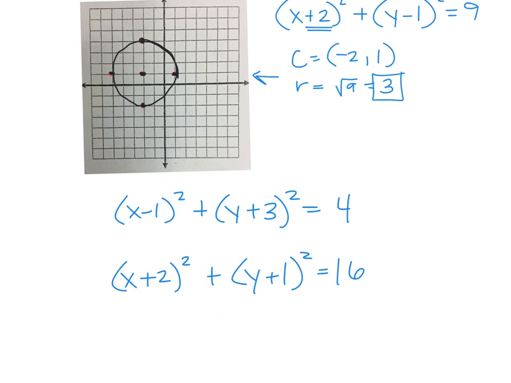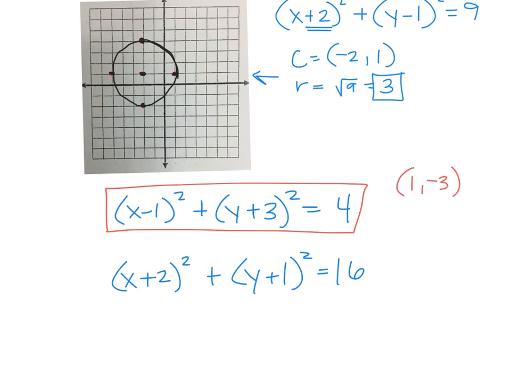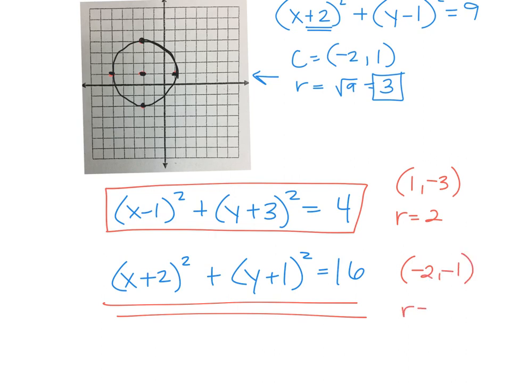Okay, we're just verbally going to quickly go through this. Tell me the center of this equation. 1, -3. What's your radius? The radius would be 2. What's the center of this one? -2, -1 with a radius of 4. Okay? Any questions on that?